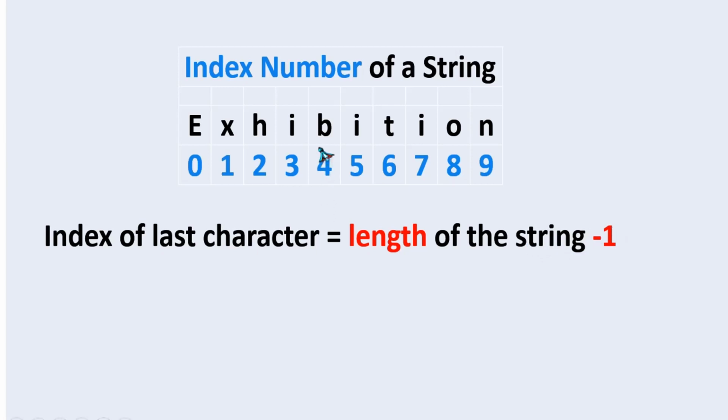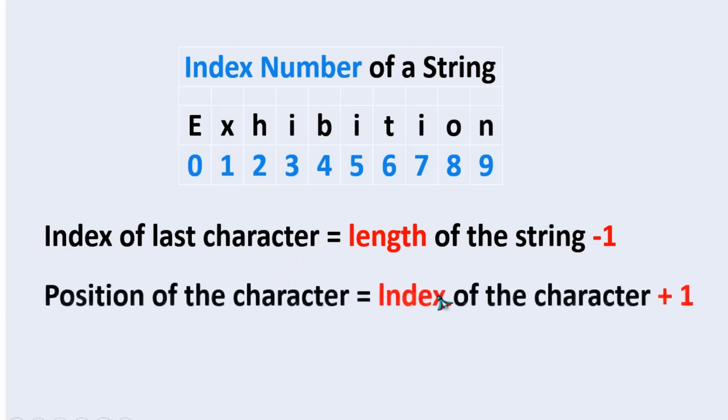In case we see the position of the character, it is going to be 1 more than the index number. For example, if we take this B here, 1, 2, 3, 4, 5. So this is the 5th character in the string, but it will have 4 as index. So if we want to know the position, what do we do? We can add 1 to the index. So position of the character is equal to index of the character plus 1.